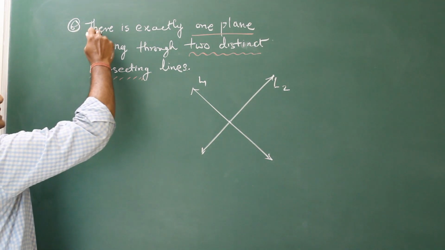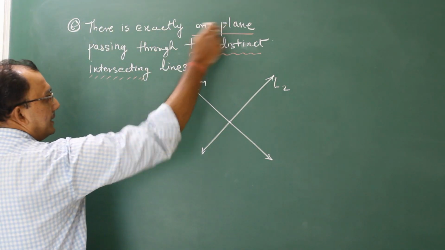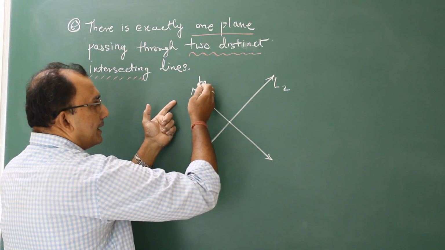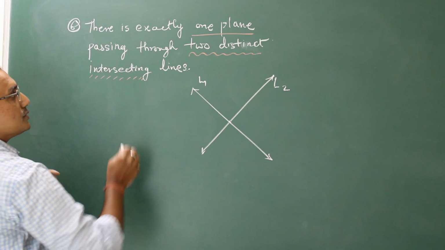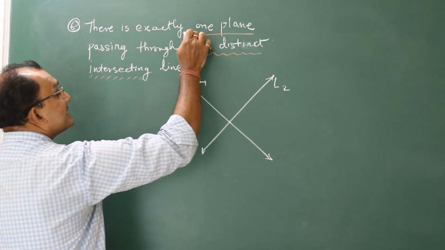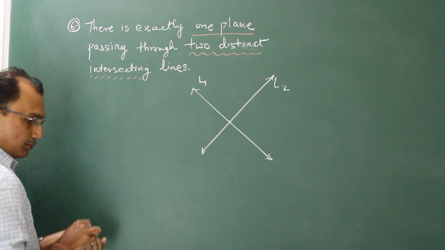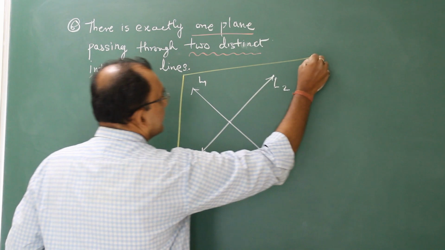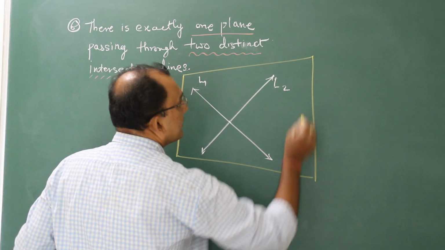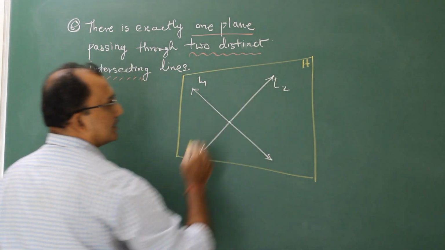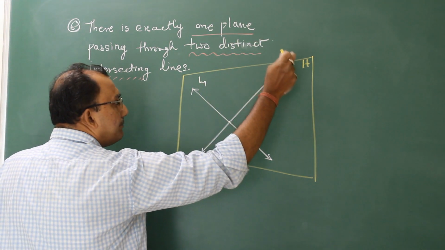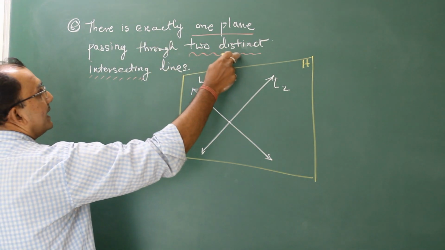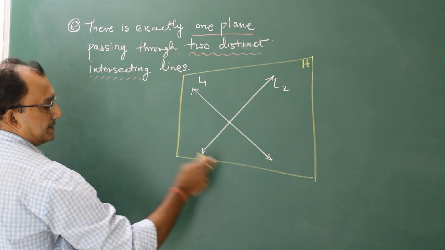Now the statement tells there is exactly one plane. That means the plane should include both line L1 and L2. So how many planes will be there? There will be exactly one plane. So my plane which will contain both the lines will be plane H. So plane H is the only plane which will consist of two distinct intersecting lines.